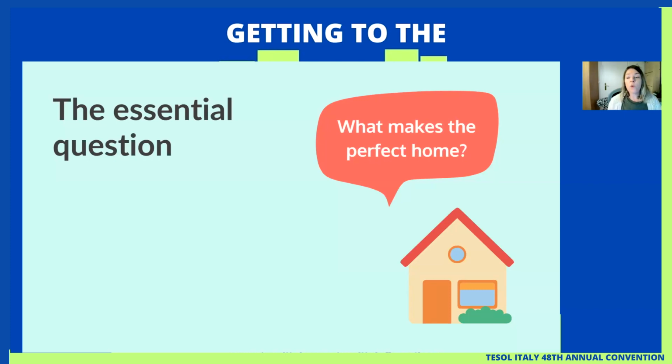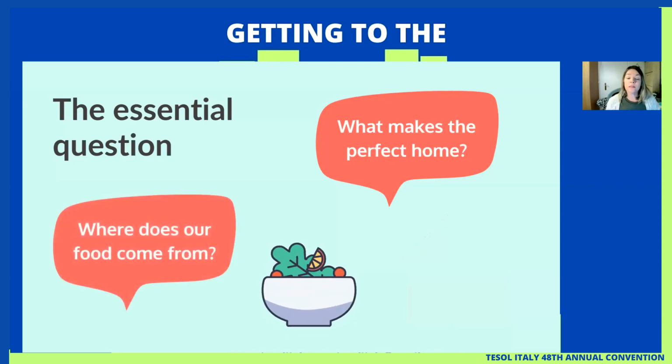This one here, what makes the perfect home? You can see how this does not have a single answer. There are lots of ways of answering this question and lots of different aspects of what makes a home that we could explore. Or this one, this question, where does our food come from?